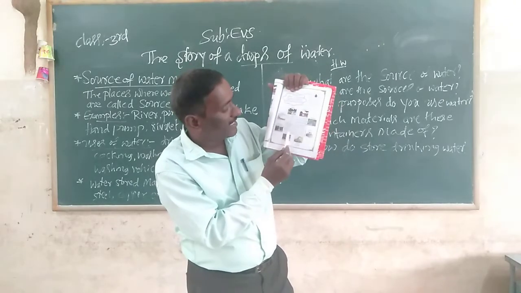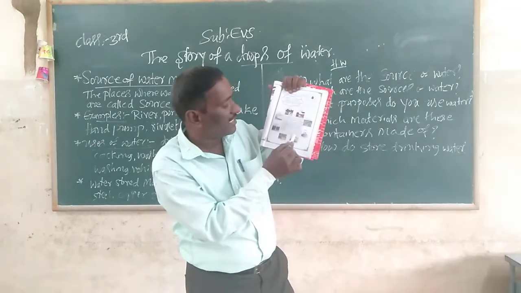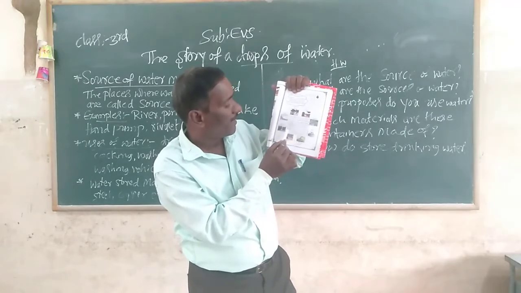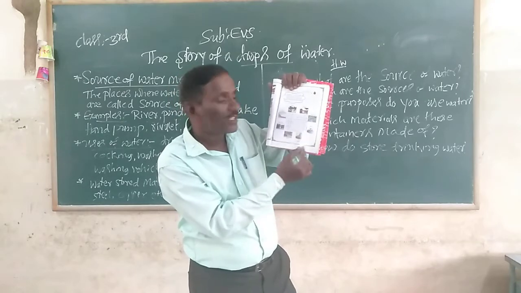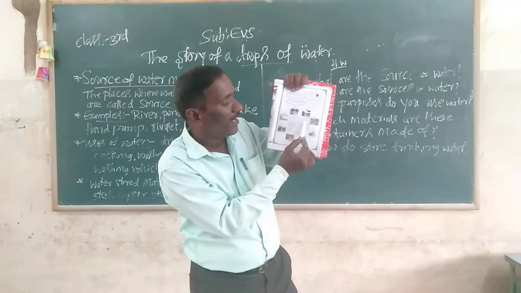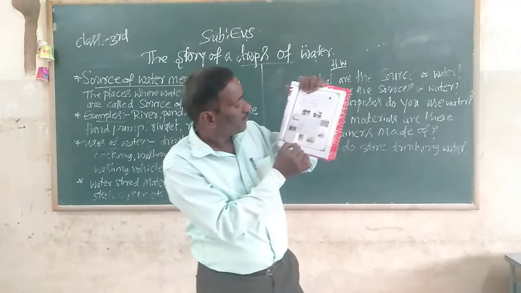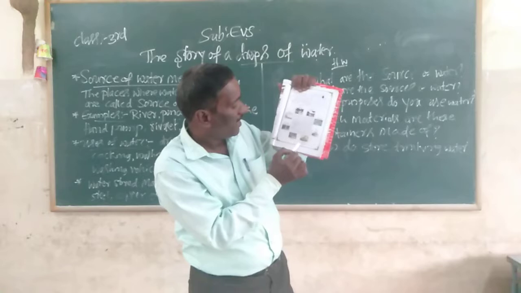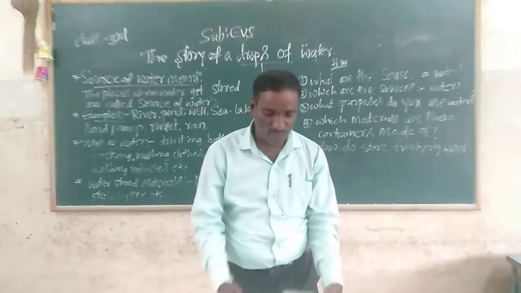Next, sea: S-E-A. It is a source of water. Well: W-E-L-L. Well. It is a source of water. Next, river: R-I-V-E-R. And next, sea and pond. These are the hidden words to identify in your textbook.